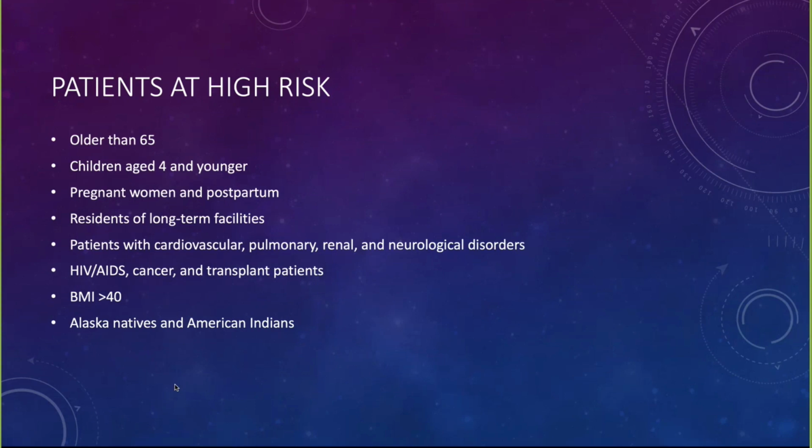It's important to understand which patients are at high risk, because those are the ones that usually receive treatment when they're diagnosed. So: older than 65, younger than 4 years of age, pregnant women and postpartum up to 14 days after delivering the baby, nursing home residents, of course patients with cardiovascular diseases, renal diseases, HIV, cancer patients, and transplant patients. Also patients with a BMI more than 40.